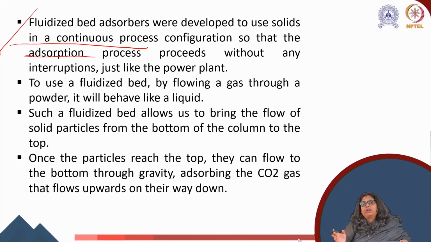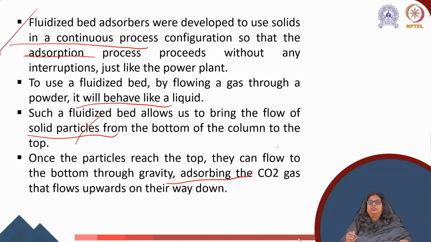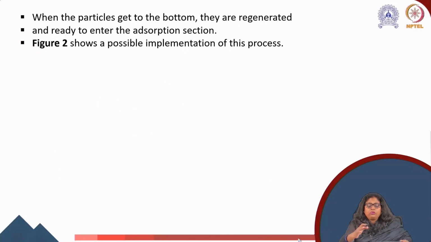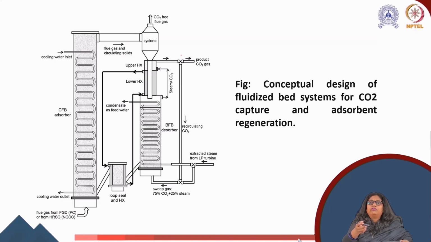In a fluidized bed, by flowing a gas through a powder, it will behave like a liquid. Such a fluidized bed allows us to bring the flow of solid particles from the bottom of the column to the top. Once the particles reach the top, they can flow to the bottom through gravity, adsorbing the CO2 gas that flows upward as they come down. When the particles get to the bottom, they are regenerated and ready to enter the adsorption section. So this is our process of fluidized bed.